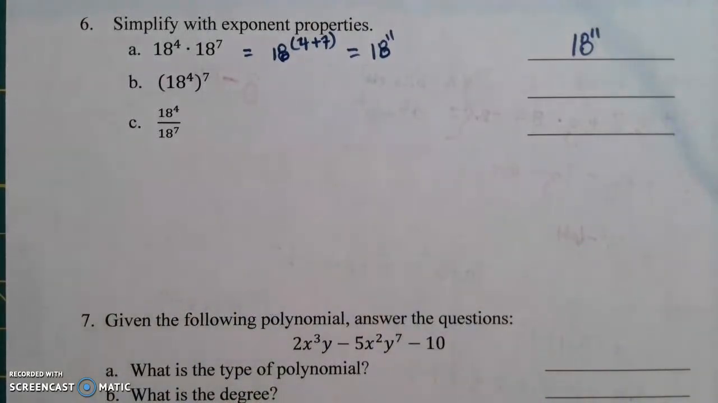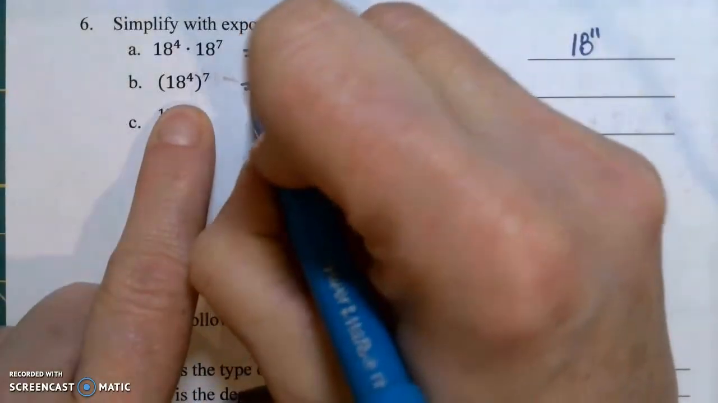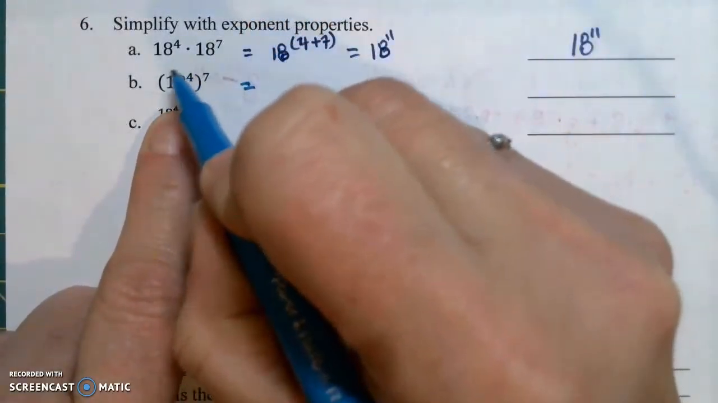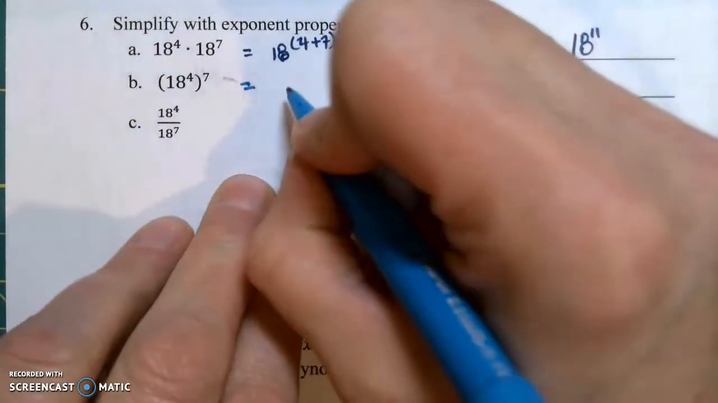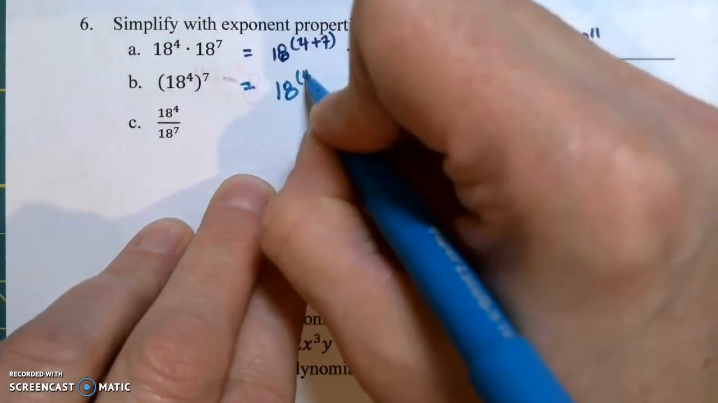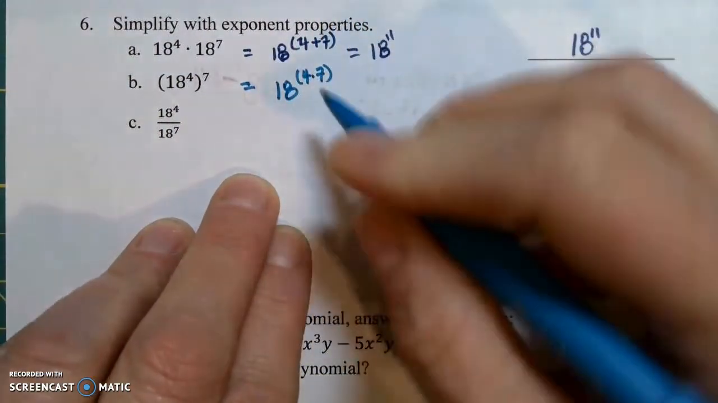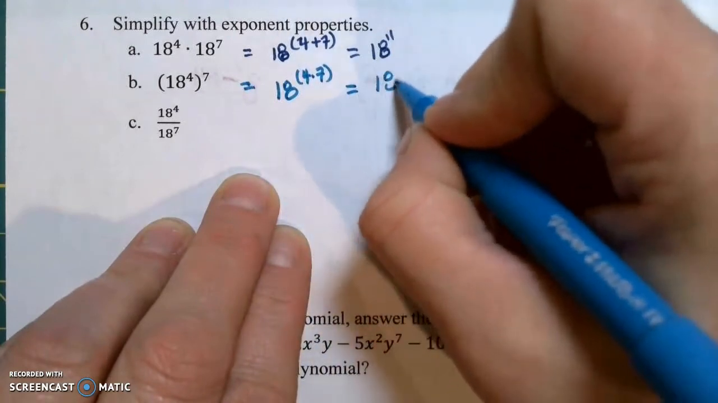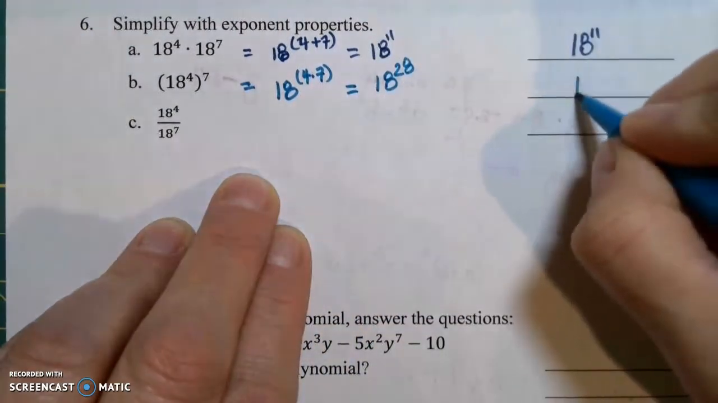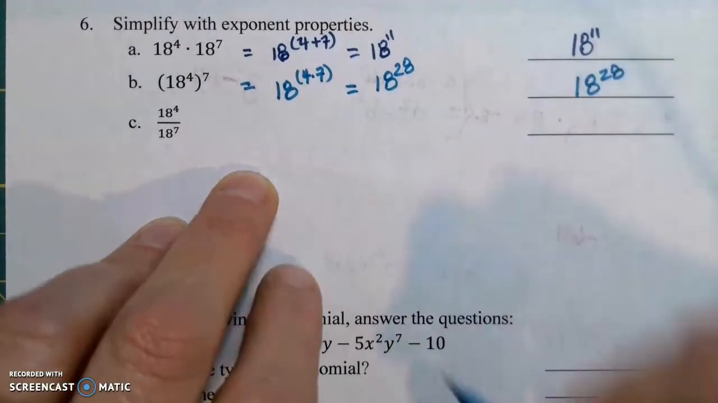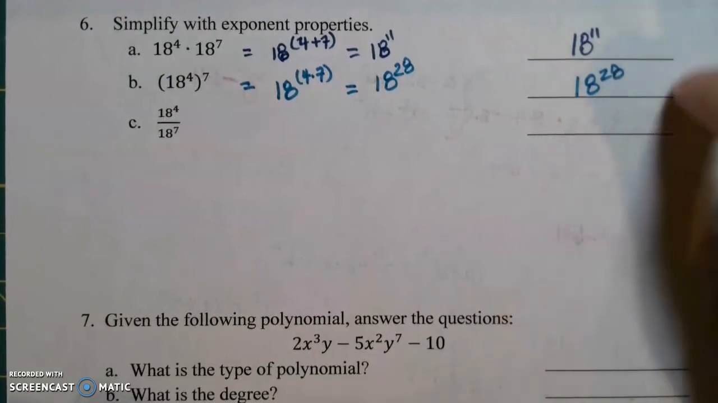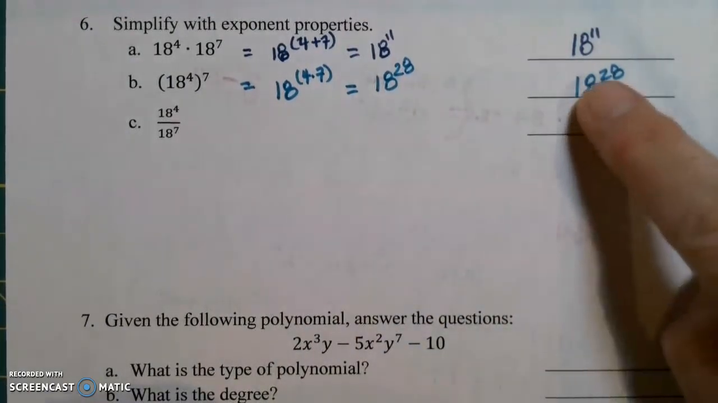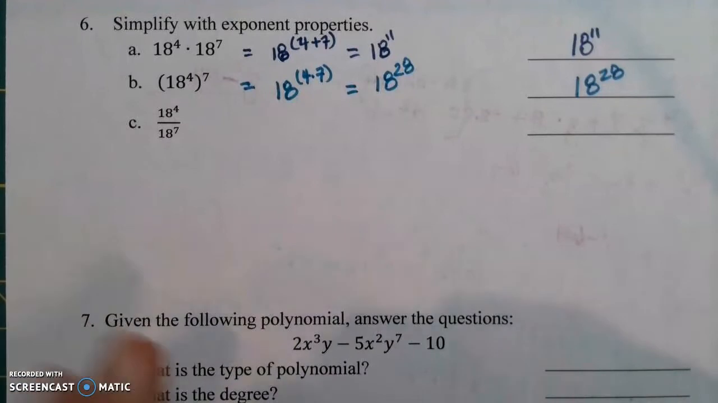The one in the middle, this one is a power of a power situation. Notice the difference here is you only have one base, and you have the parentheses, and the entire chunk is taken to that power. So now we are going to actually multiply those powers. So it'll be to the 4 times 7 power, or 18 to the 28th power. And we're practicing the exponent properties, so don't figure out what these are in terms of scientific notation. I just want them as 18 to some power.